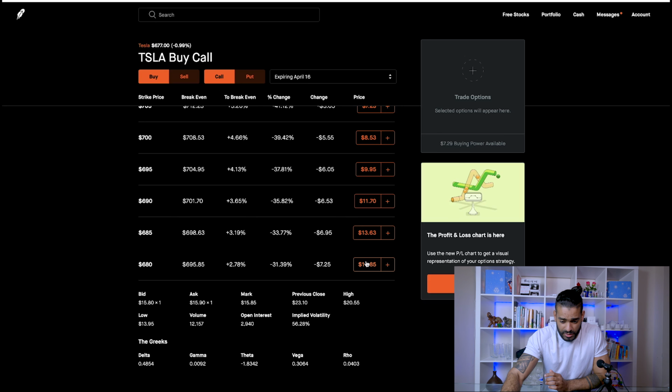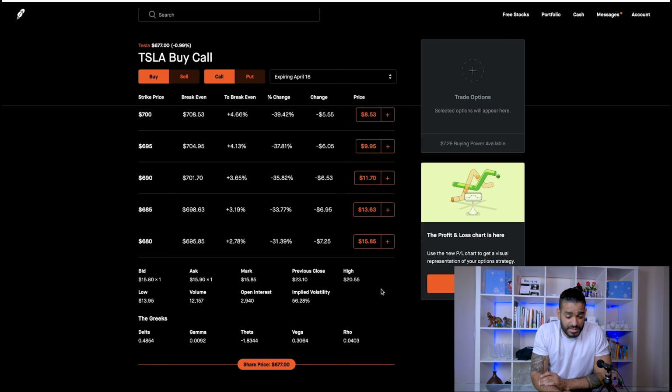So 15.85 plus 0.4854. Again, if Tesla goes up $1, you're gonna add the 0.4854 to the option price. So it's gonna be $16.33. So for every $1 that Tesla goes up, you're gonna get an extra 48 cents on top of your premium. So that's very important to know, and that's Delta.